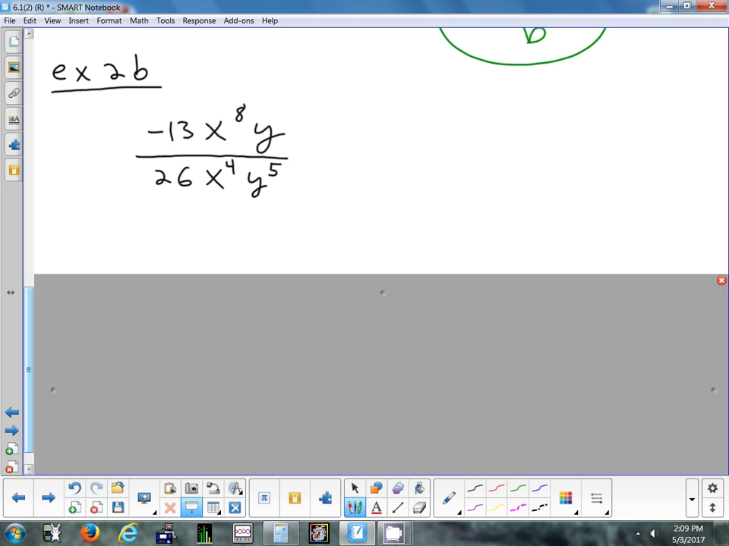Aiden, now what? Step 4. Subtract exponents with the same base. Right. Put the answer where the bigger exponent is. Do I have that here? Exponents with the same base on different levels? Yes. Okay, what's one pair?